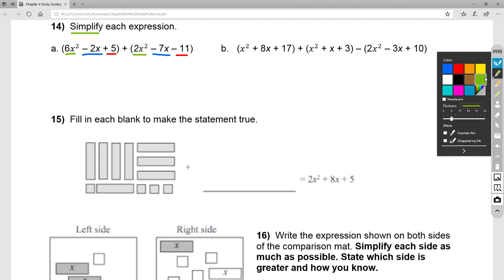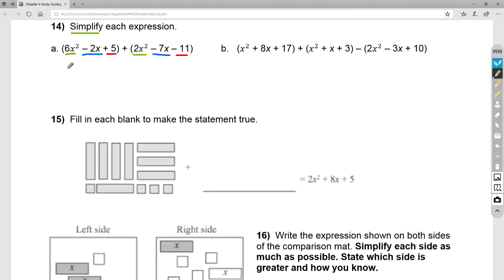Okay, so looking at the green first, I'm going to combine our x squares. So that means I'm taking 6x squared and combining, so adding the 2x squared. Okay, and then this gives me 8x squared.